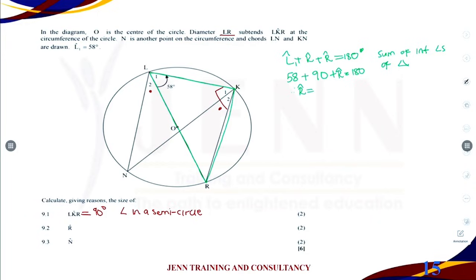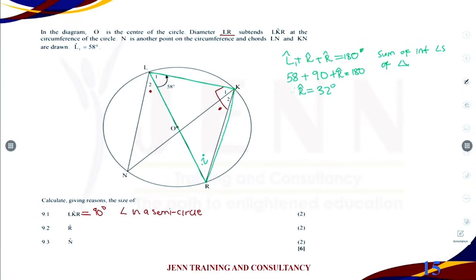Remember, that is where you will be using your calculator to calculate the size of angle R, which is 32 degrees. Now you have to know that the size of angle R is 32. And then again, 9.3, you are supposed to calculate the size of, this is 32 degrees.